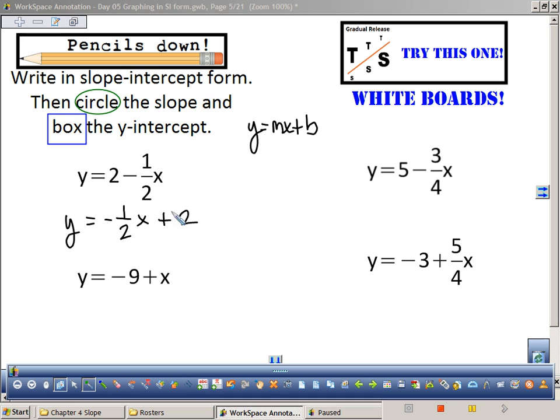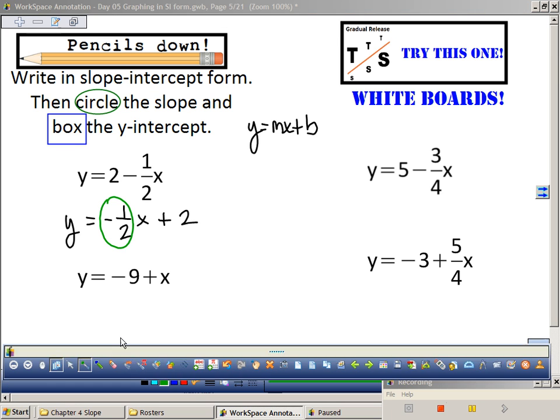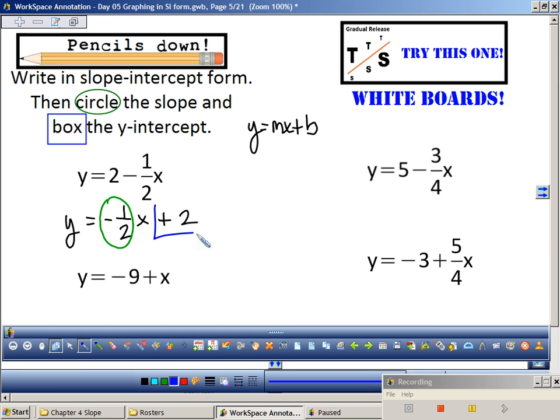Oh, first we need to circle. So I need to circle my slope. Here's my slope. There was one misconception. Is x part of my slope? No. X isn't part of my slope. My slope is how x is affected, right? So all I need is that negative 1/2. And then my y-intercept is positive 2.